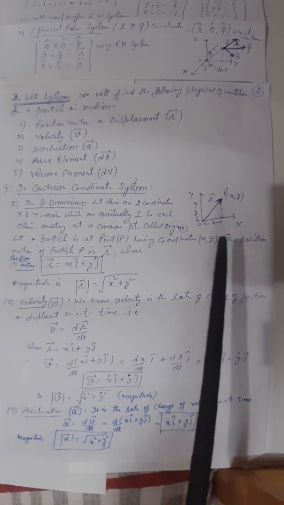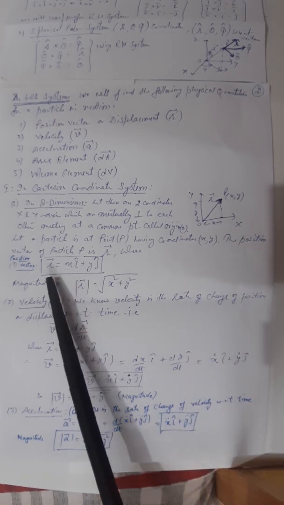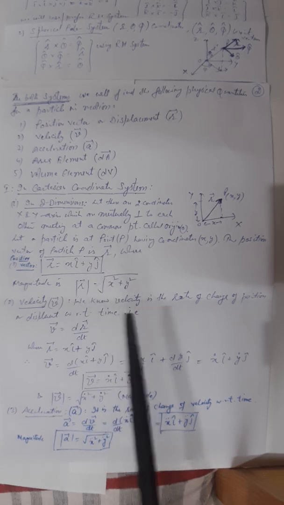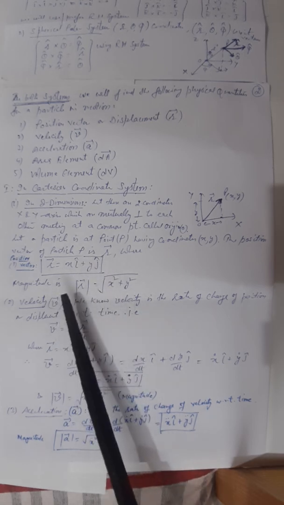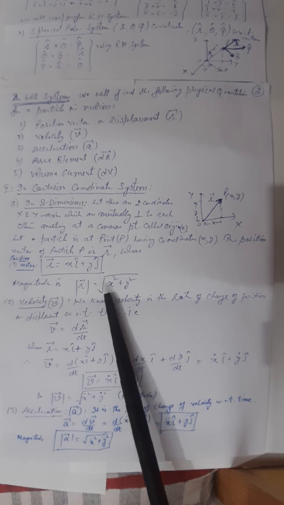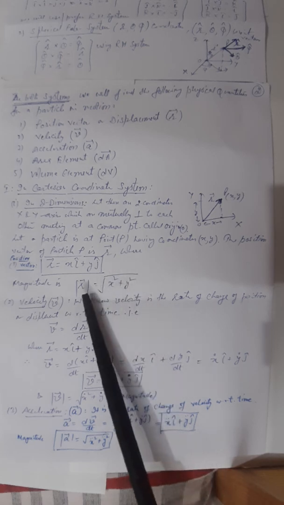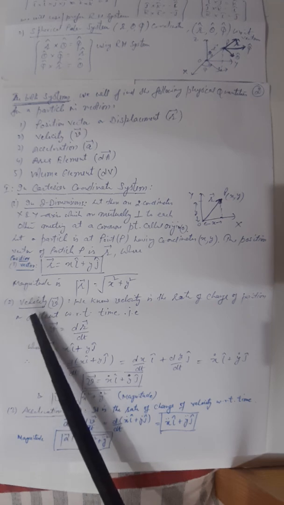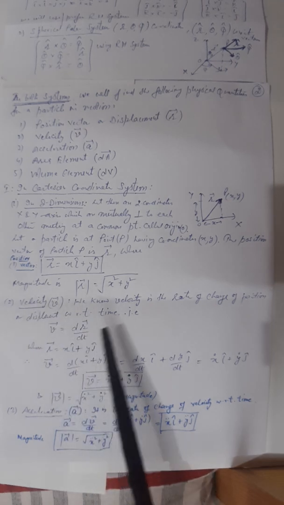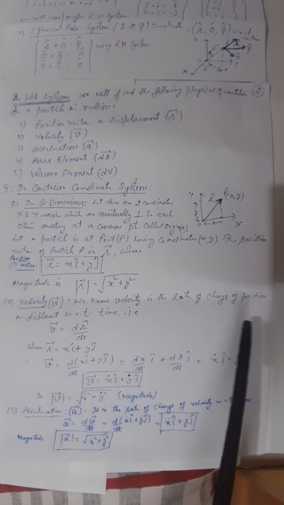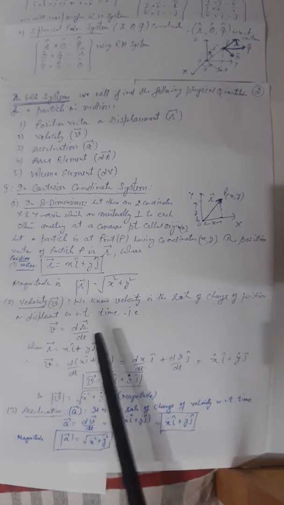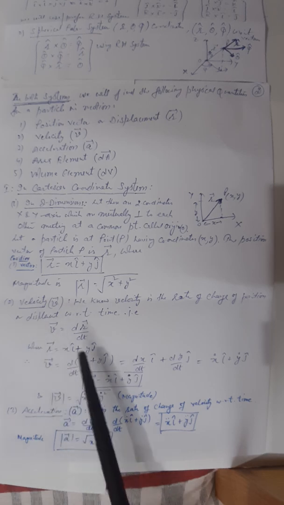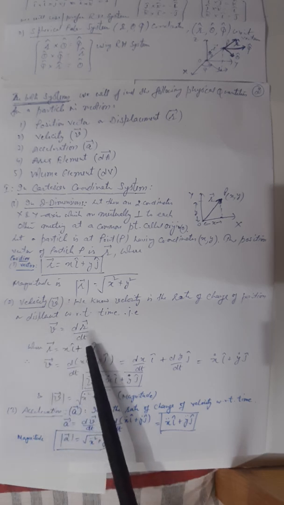So, we may write the r vector as r equals x i plus y j, and its magnitude is the square root of x square plus y square. Similarly, the second parameter is velocity. We know that velocity is the rate of change of position or displacement with respect to time, that is v equals dr upon dt.